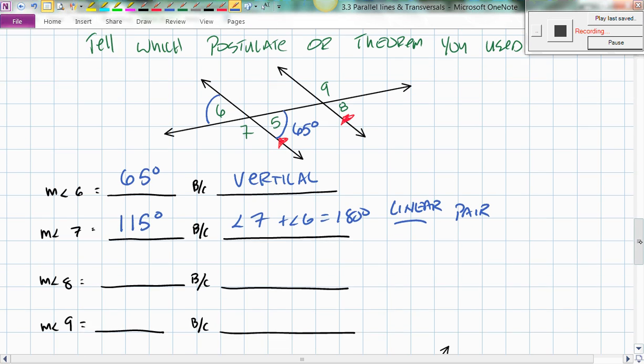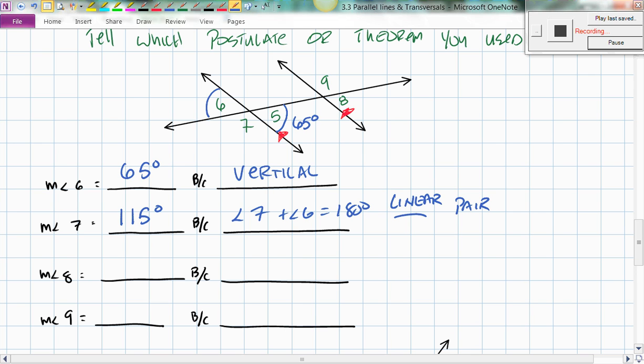Okay, number 8. Measure of angle 8. Who can do it? Rocio, measure of angle 8. What is it? Okay, that was 65. Here, check it out. We know that 7 is 115. How about 7 and 8? What do you think, Rocio? Or 5 and 8? See anything?